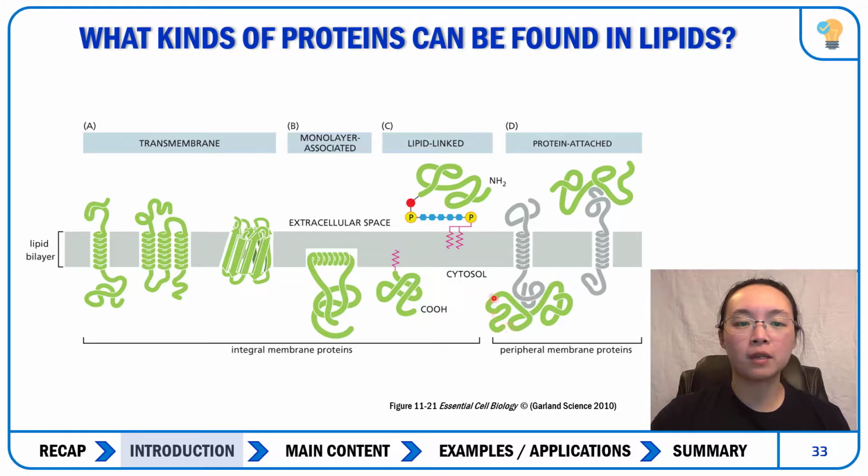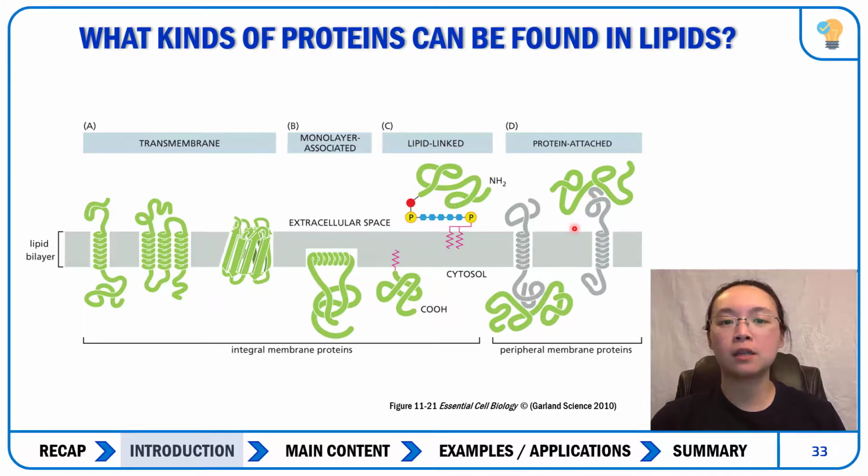Then you have these proteins at the ends over here. When you're looking at these proteins, it might be a protein attached to a transmembrane protein. So those proteins on the outside are called protein attached because they're not really attaching to the membrane itself, it's to the protein.